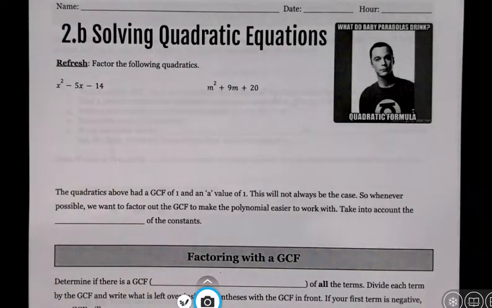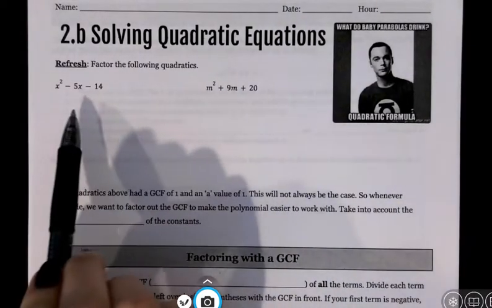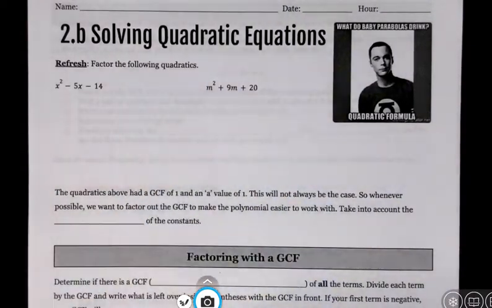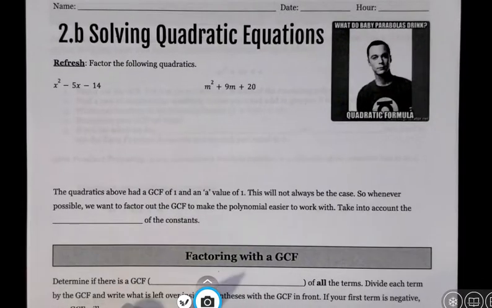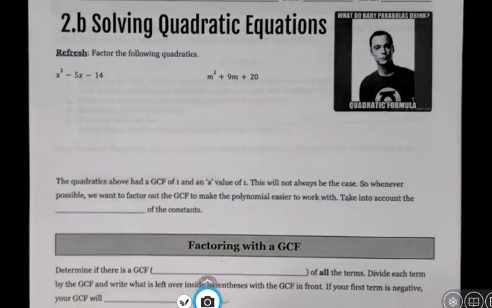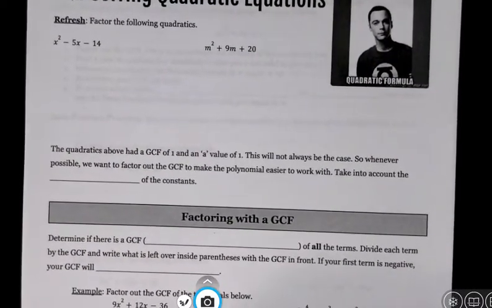All right, we're going to look at solving quadratic equations. If you want a quick refresher, you can factor each of these, but since we do factoring later on in the notes, I'm going to skip those for now, but they are done on the answer key that is posted.